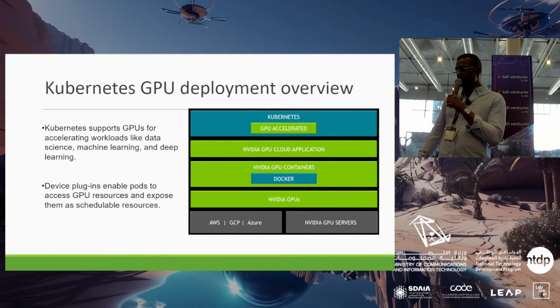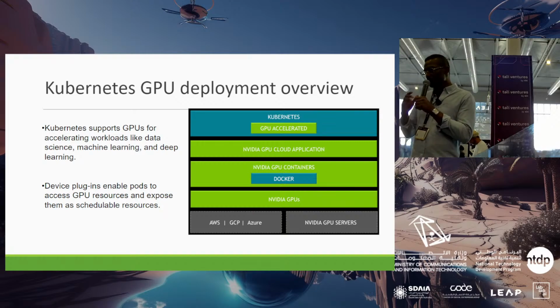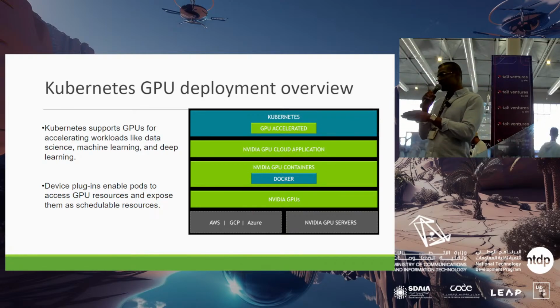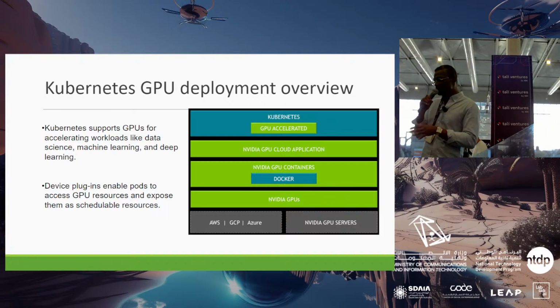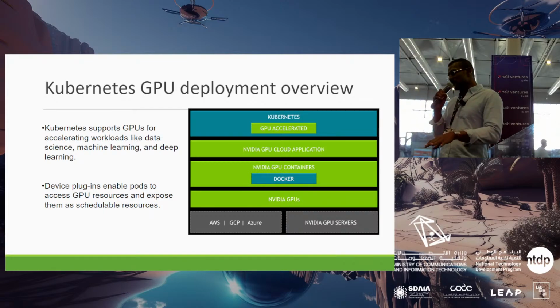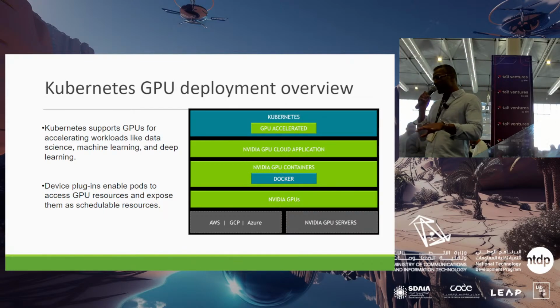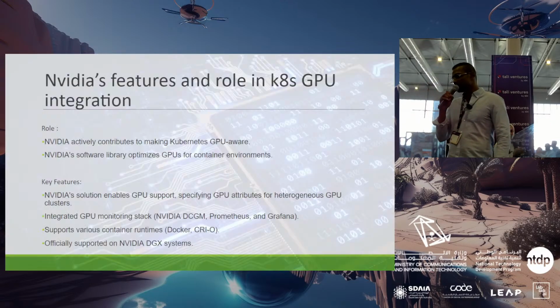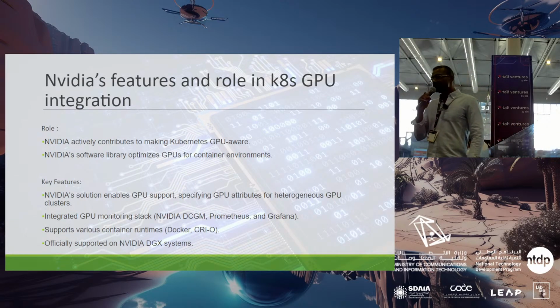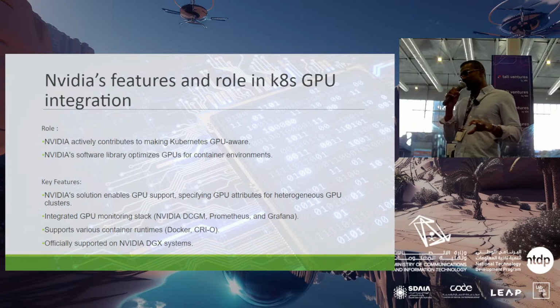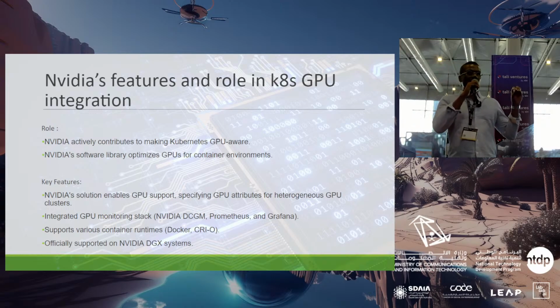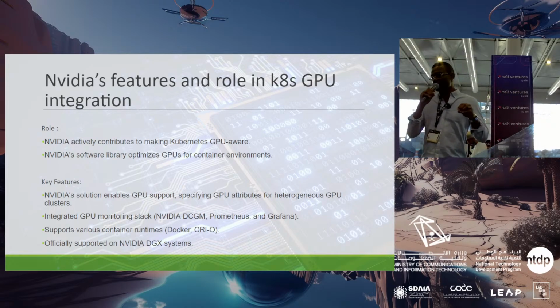This is a Kubernetes GPU deployment overview. This is how we deploy Kubernetes on AWS, GCP, Azure, or NVIDIA-based GPUs. You have your NVIDIA GPU, you have Docker, you have your GPU application, and you have Kubernetes sitting on top of it. So that's the gist, right? NVIDIA actually actively contributes to making Kubernetes GPU aware. NVIDIA is actively involved inside Kubernetes, basically.